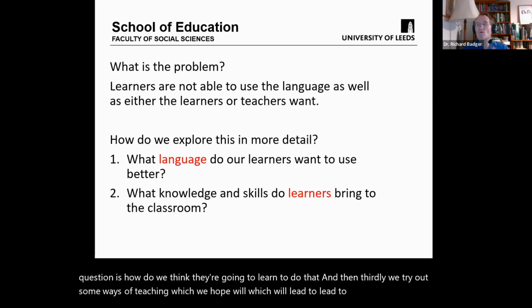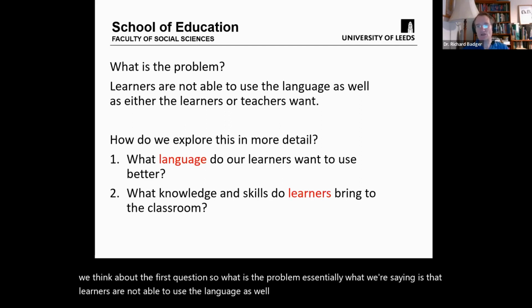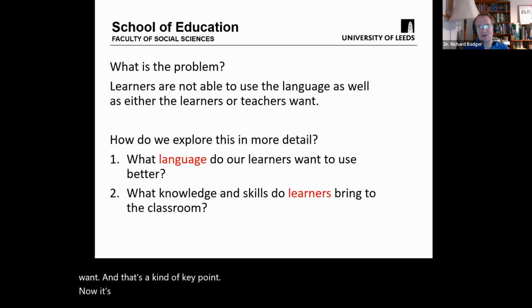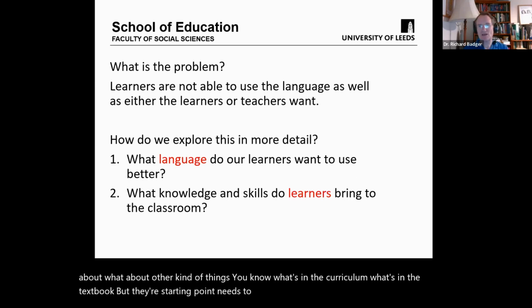Now, when we think about the first question, what is the problem? Essentially, what we're saying is that learners are not able to use the language as well as either the learners or the teachers want. And that's a key point. It's really central that you start with the learners. It's very tempting to think about other things, you know, what's in the curriculum, what's in the textbook, but the starting point needs to be the learners, right? And then the curriculum will come in later.